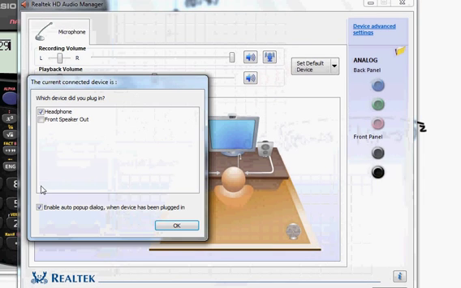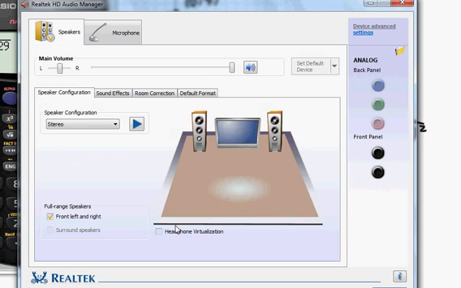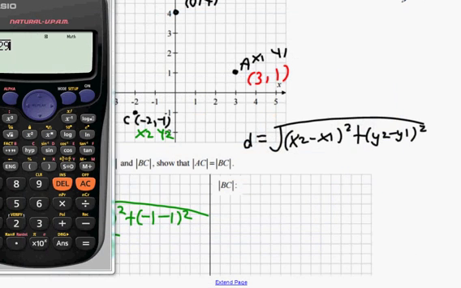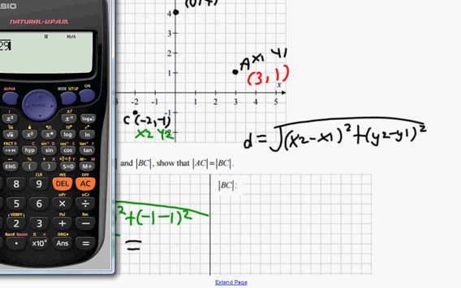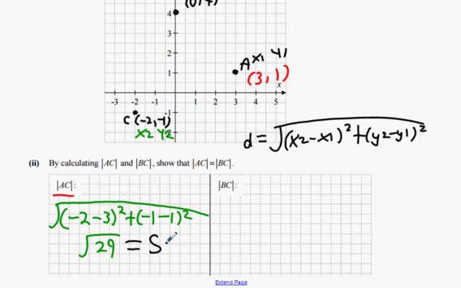The square root of 29 is... Anybody have a number on that? 5 point something? 5.38, which rounds off to about 5.4.